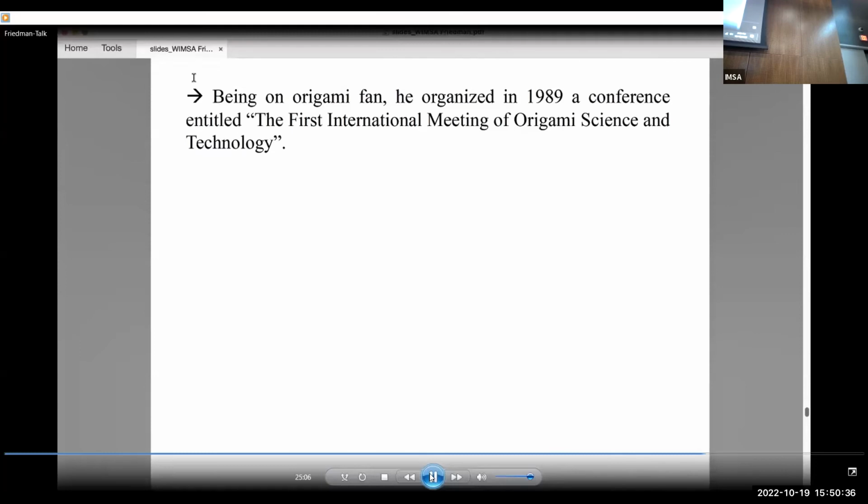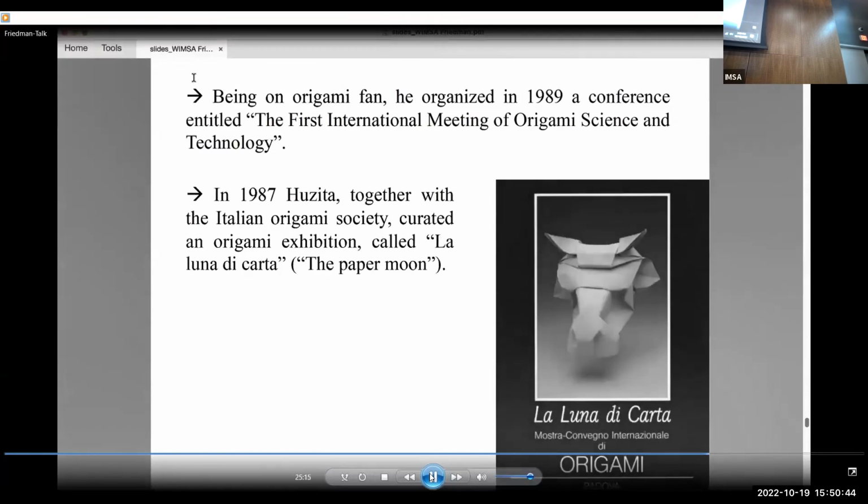about Beloch's results? In 1987, Huzita, together with the Italian Origami Society, created an origami exhibition. It is here we see how these communities of mathematicians and of origami folders were interwoven, and how the community of origami folders influenced mathematicians and had access to mathematical knowledge. The exhibition, entitled La Luna di Carta, was held in Padua, and the convention was one of the first meetings of origami folders in Europe and Japan.